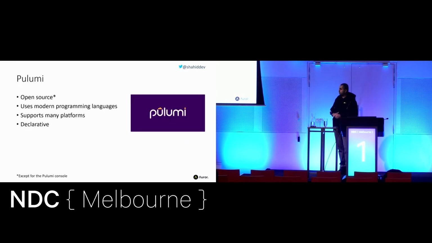So Pulumi is an open source tool that allows you to use modern general purpose programming languages to deploy and manage your infrastructure, in particular your cloud resources. It supports multiple platforms. It's a declarative platform. So when we look at the code, you will instinctively think it's imperative. It looks imperative, but it's not. It's declarative. Pulumi is actually free and open source, except for one component called the Pulumi console. That's the bit that is essentially their money maker, if you like. And we'll dive into that a little bit later.